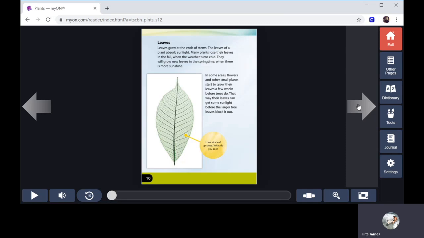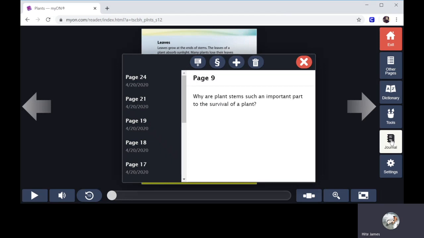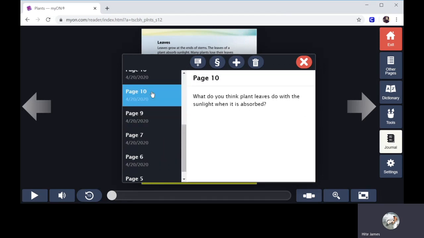Look at the leaf up close. What do you see? Page 10. What do you think plant leaves do with the sunlight when it is absorbed? What do they do with the sunlight in the leaves when it is absorbed?